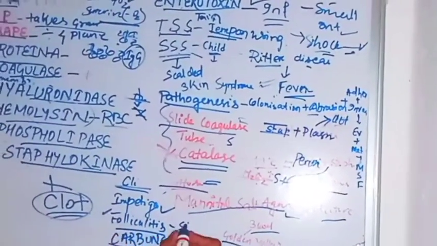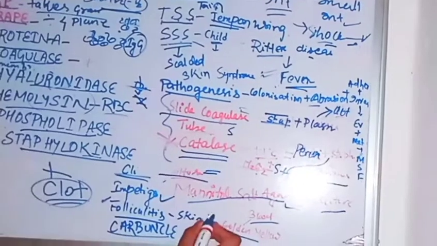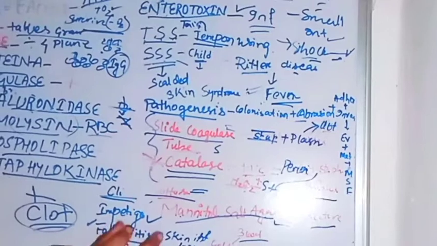Then what are the other clinical disorders caused by Staphylococcus aureus? Mainly it causes folliculitis, which means skin infection. Its main symptom is pain, and the incubation period is 1 to 2 hours. It comes suddenly and disappears suddenly, remaining up to 1 to 2 hours.